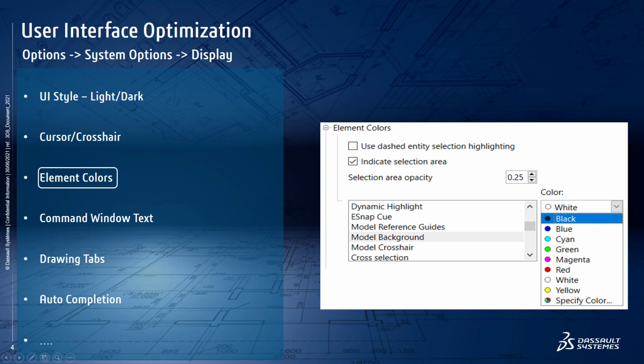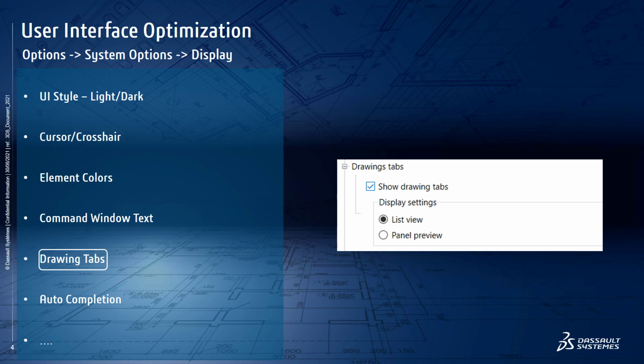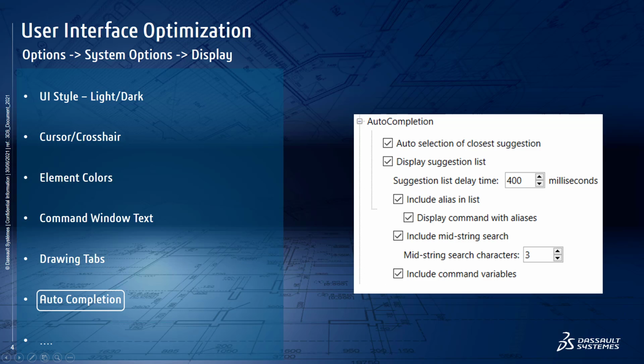Element colors allows you to set different color schemes for elements such as model background, paper background, color of crosshairs, and many others. With command window text, you can choose the font you want and size of the text. Next, we can choose the view we want for drawing tabs. Auto-completion settings decides the behavior of commands autocomplete. DraftSight offers many more such settings under options which allows you to customize DraftSight to your liking and preferences.